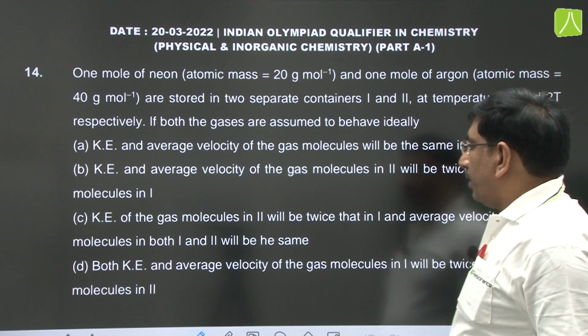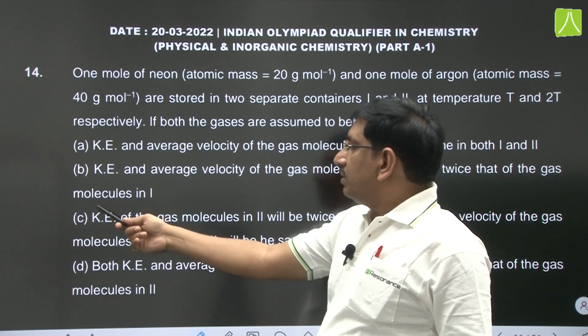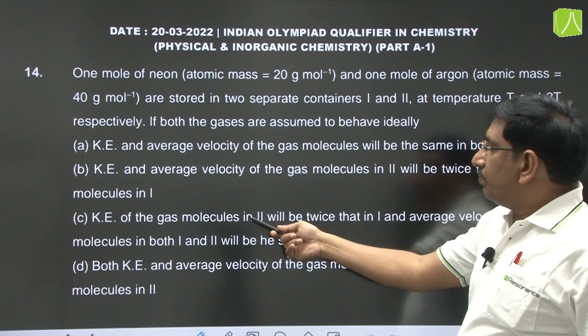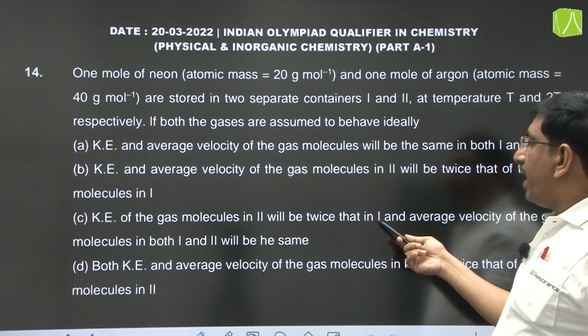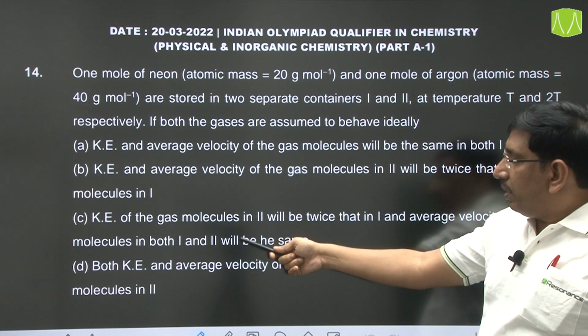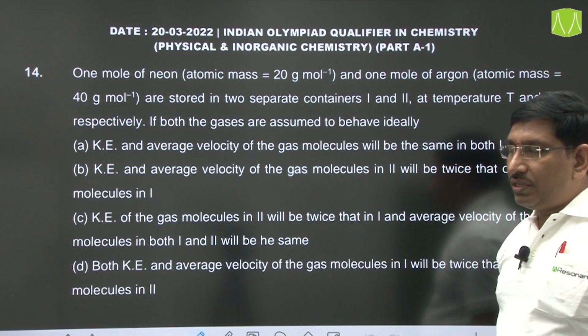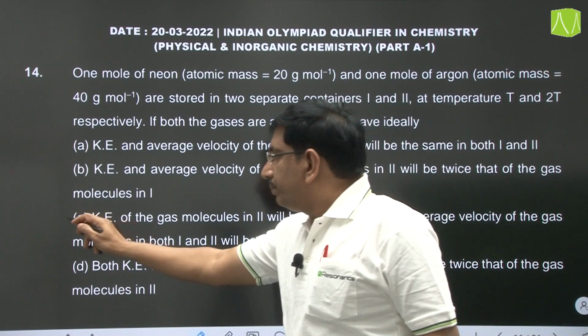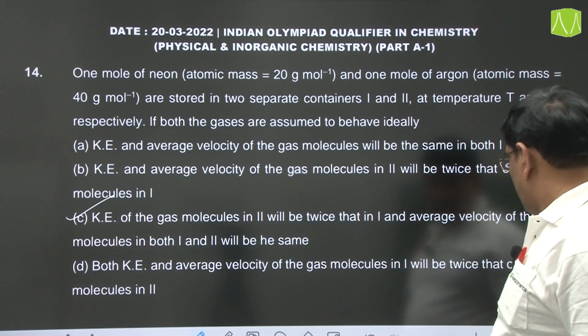So in these given options, you can see the kinetic energy of the gas molecules in 2 will be twice that in 1, and the average velocity of the gas molecules in both 1 and 2 will be the same. So the correct answer can be C.